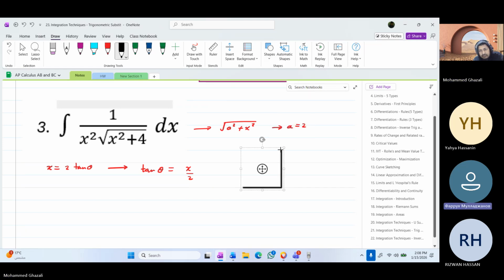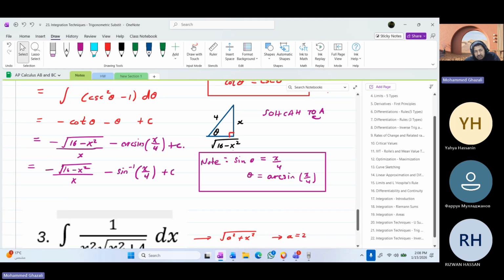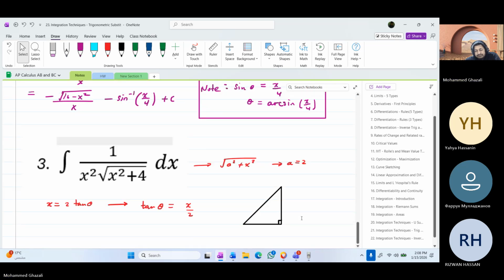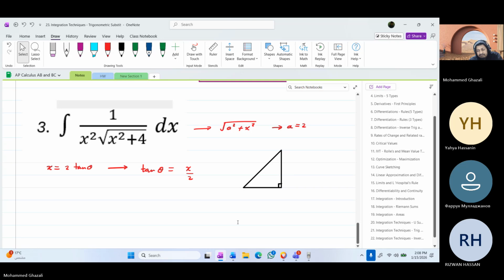You're using the triangle for checking, yeah? During the exam, if you do not check, what will happen? You have to use the triangle to check and to substitute the answers at the end. You can see I use the triangle to find what is cot theta. You have to draw a triangle to check, and you have to use a triangle at the end to convert the theta back into x. Are we good? Yeah, sir, thank you.